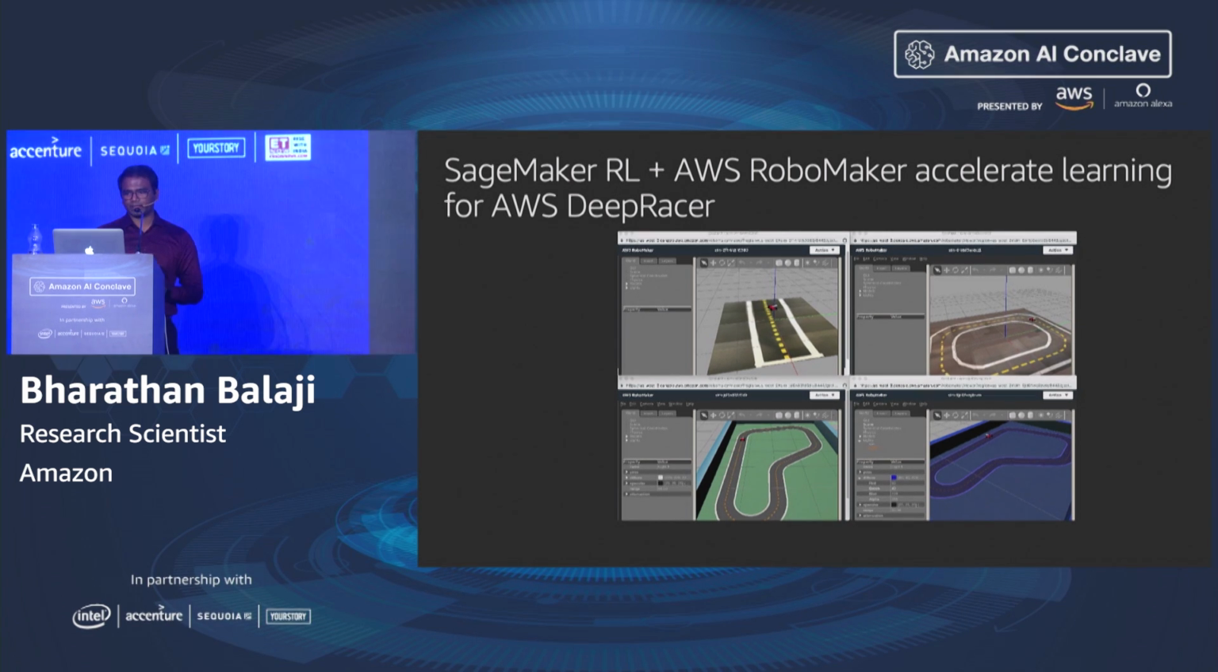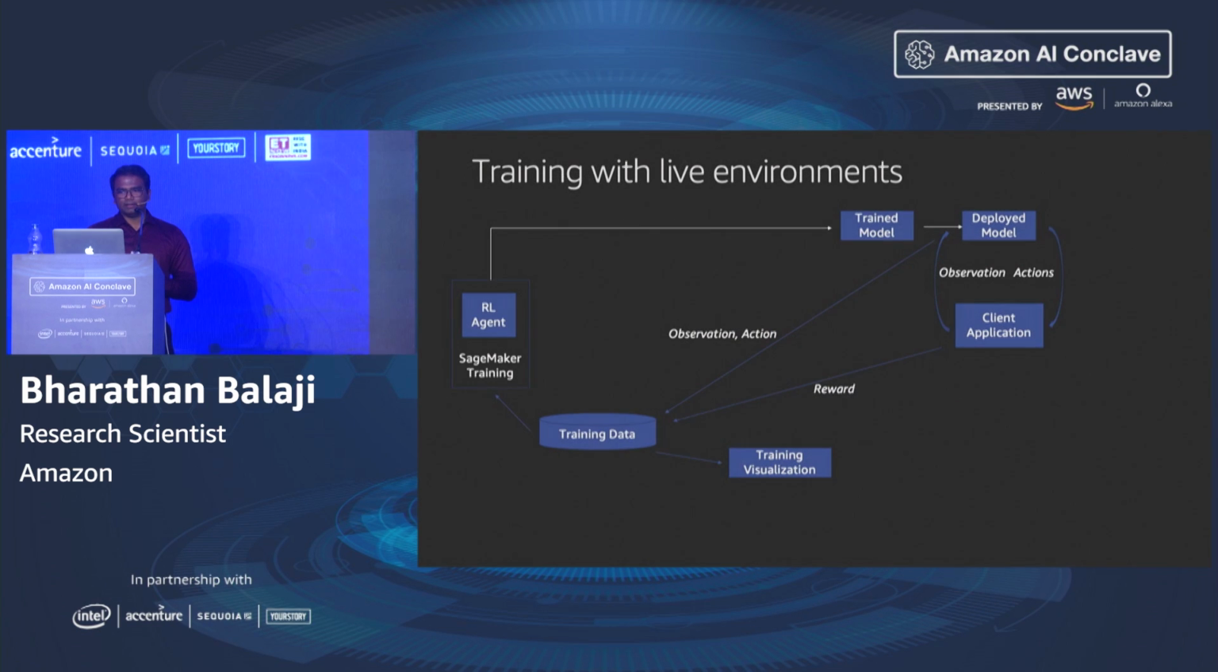And finally, we have an architecture where the reinforcement learning agent is training against a live environment. This is the same architecture that the contextual bandit algorithms use to interact with the client application. So the model is deployed on a SageMaker hosting endpoint, and the client application interaction is collecting the data in a database or S3, and SageMaker is again ingesting that data to update the agent and so on.